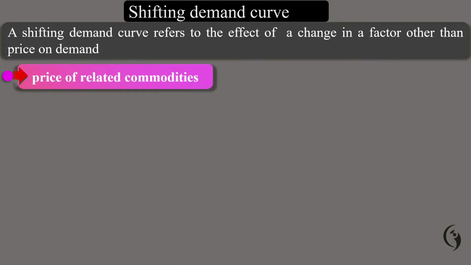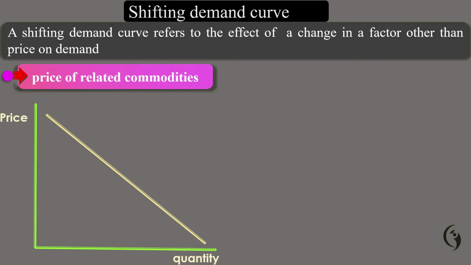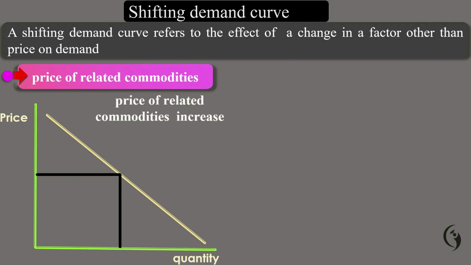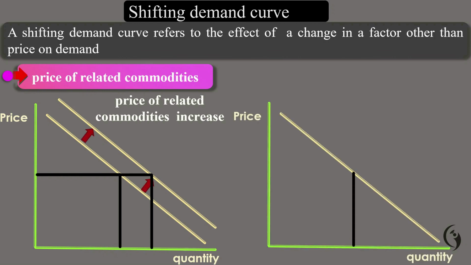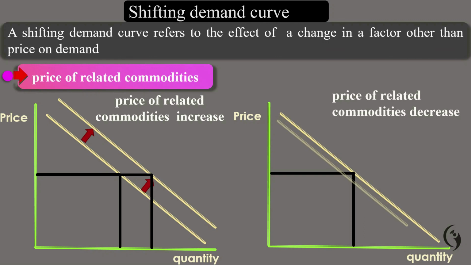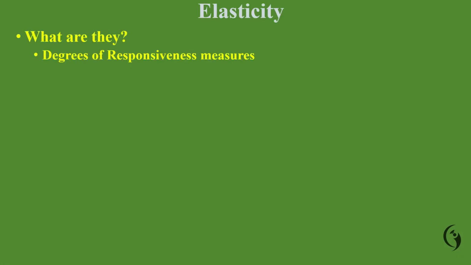Another example is the price of related commodities. If the price of related commodities changes, the quantity demanded will shift. If the price of related commodities increases, it will lead to an increase in quantity demanded, which means the demand curve shifts upward. On the other hand, if the price of related commodities decreases, it shifts downward. Next, price elasticity, that means elasticity.